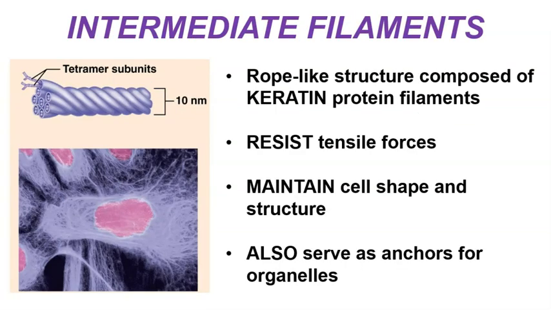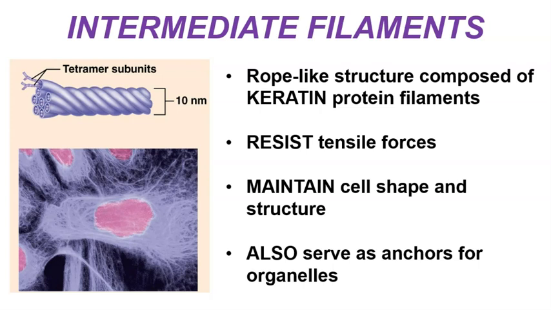The intermediate filaments, on the other hand, as their name implies, are intermediate in diameter to the microfilaments and the microtubules. They are formed from protein filaments that are called keratin, and these keratin filaments are wound around one another like the individual filaments of a rope. The intermediate filaments, much like a rope does, function to resist tensile forces, that is, they resist pulling and stretching forces that are applied to the cells.